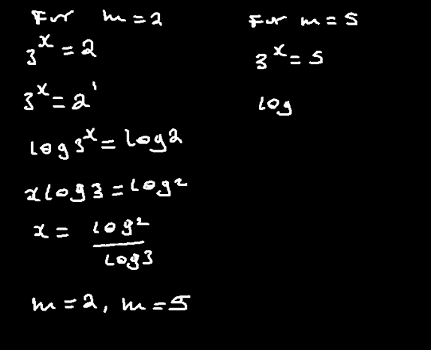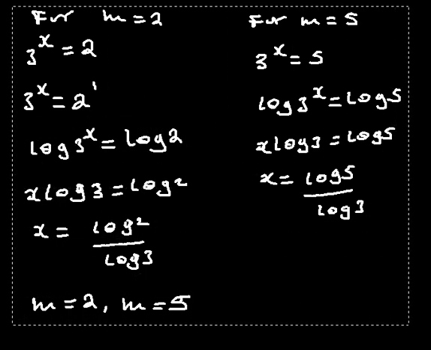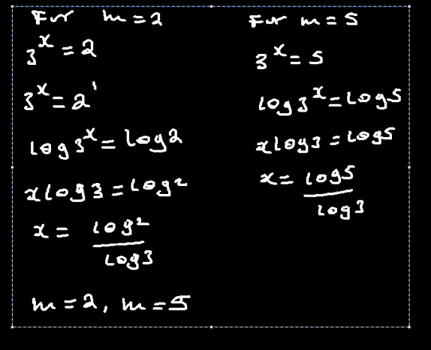We'll have log 3 to the power x, that is the same as log 5. Then we'll have x log 3, the same as log 5. Then we'll divide both sides by log 3, which gives log 5 divided by log 3. We'll complete those using our calculators, to either 2 or 3 decimal places.